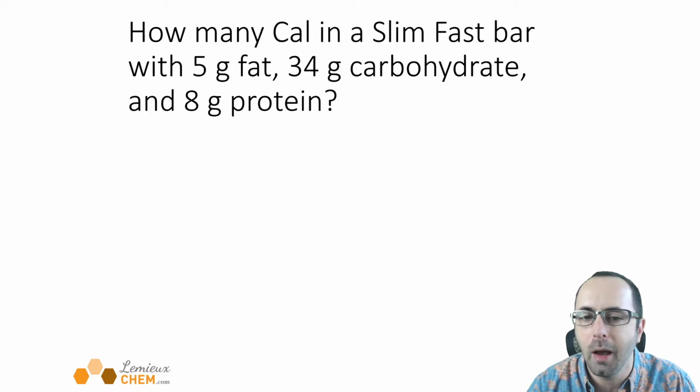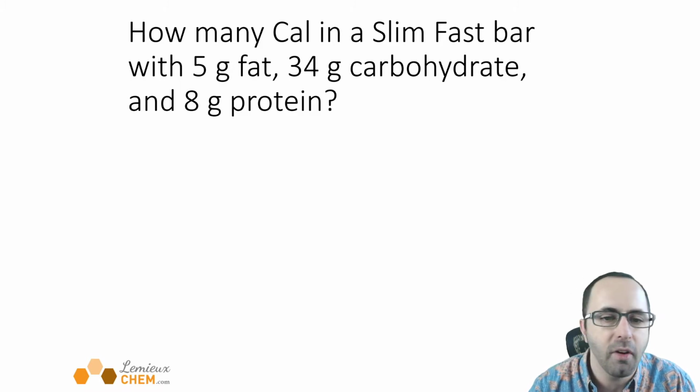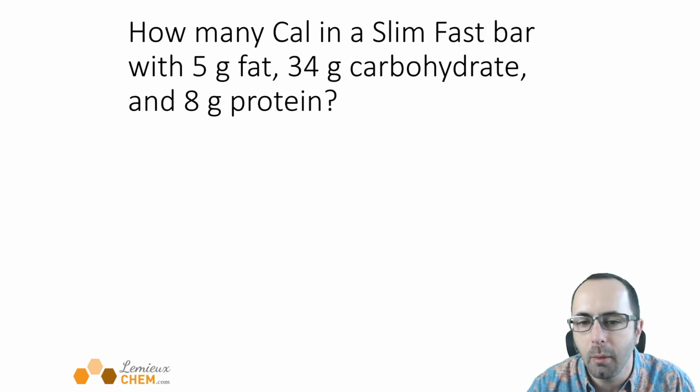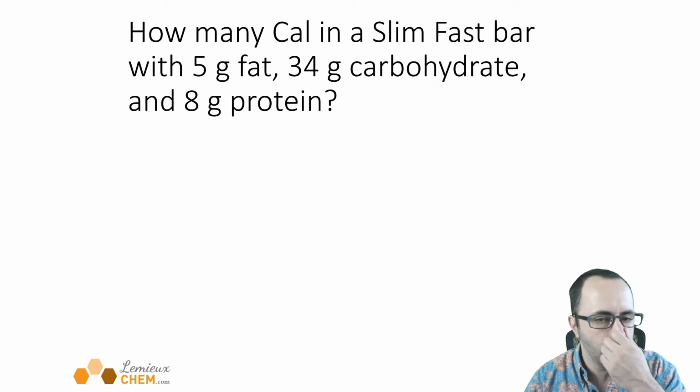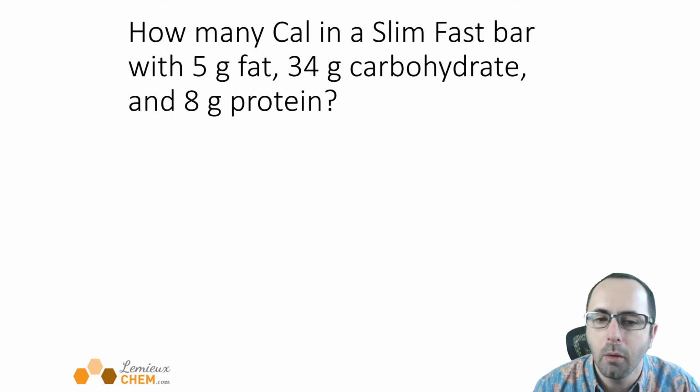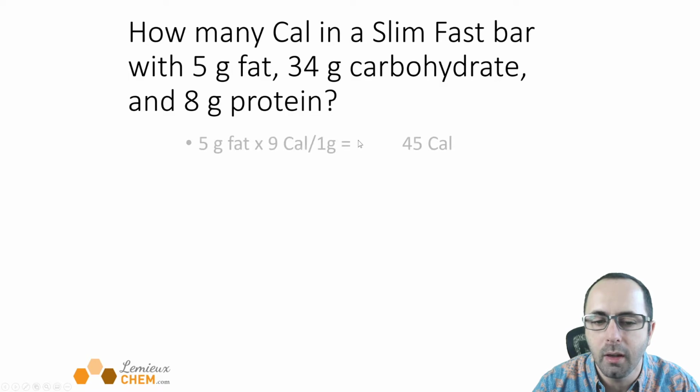But we can talk about how many calories you get from fats and carbohydrates and proteins. If you look at the label of a Slim Fast bar, it'll have around 5 grams of fat, 34 grams of carbohydrates, 8 grams of protein. If we want to figure out how many calories are in it, we have to keep in mind what these are. I'm going to do this quickly, and then I'm going to do one all together after this.